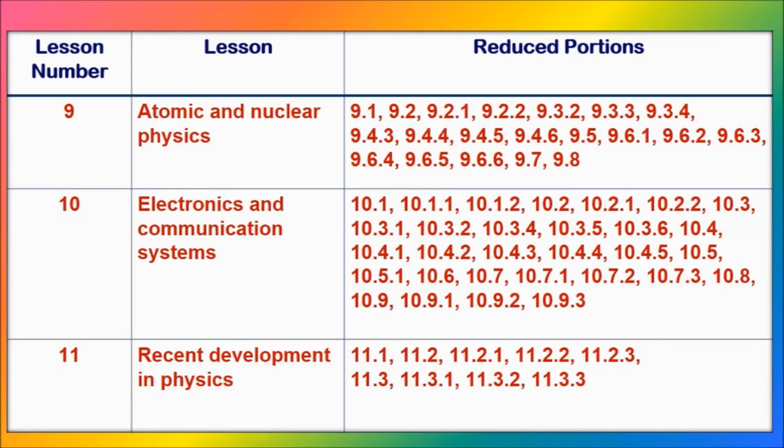For communication system, modulation may be asked in a 2 mark question. Amplitude, frequency and phase modulation, these topics may be asked in a 2 mark or 3 mark question. Next, unit 11, recent developments in physics. 11.1, 11.2, 11.2.1, 11.2.2, 11.2.3, 11.3, 11.3.1, 11.3.2, 11.3.3. In unit 11, they may ask only 2 mark or 3 mark questions. It is not asked in the 5 mark questions.